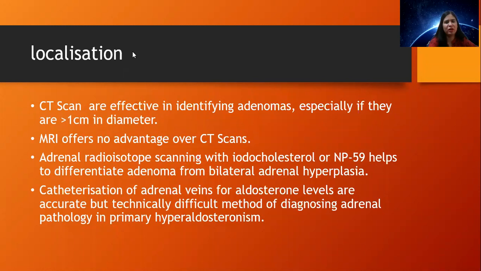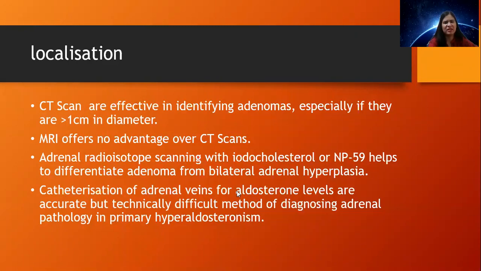Localization of adenoma. CT scans are effective in identifying adenomas, especially if they are more than 1 centimeter in diameter. And MRI offers no advantage over CT scans. In both of them, it can be diagnosed. Adrenal radioisotope scanning with iodocholesterol or NP59 helps to differentiate adenoma from bilateral adrenal hyperplasia. So, radioisotope scanning can be done with the help of these agents to differentiate adenoma from bilateral adrenal hyperplasia.